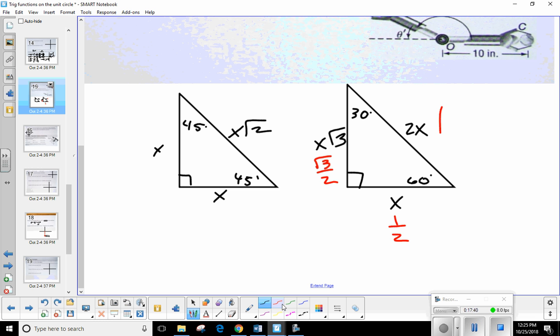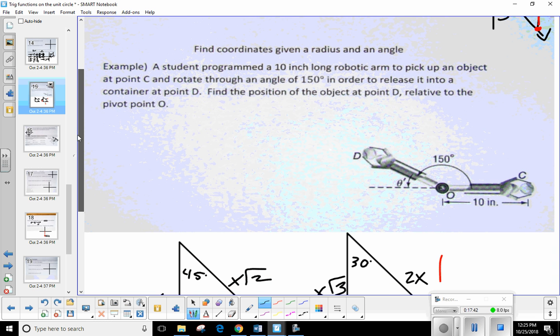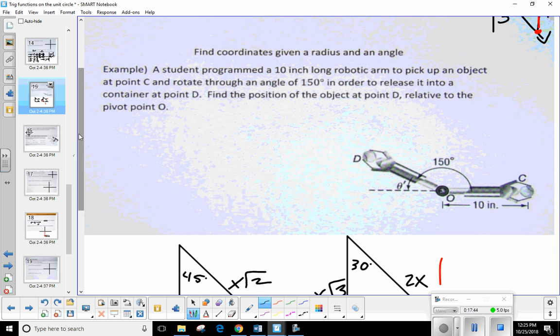Well, let's look at this robotic arm. A student programmed a 10-inch long robotic arm to pick up an object at point C, looks like a tennis ball or a baseball, whatever that is, and rotate through an angle of 150 degrees in order to release it into a container at point D. Find the position of the object at point D relative to the pivot point O.